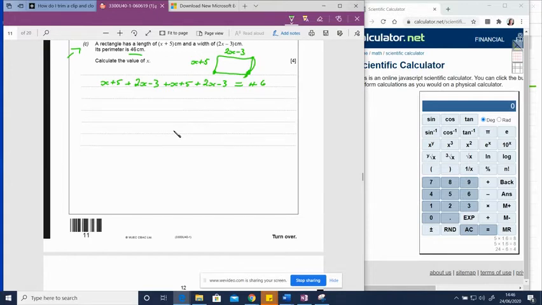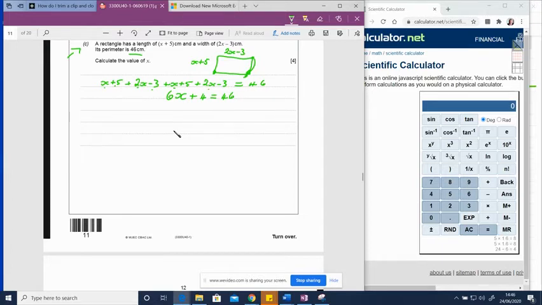So now I'm going to simplify. How many x's have I got? I've got 1 and 2, which is 3, 4, 5, 6. So 6x. And I'm going to add up my digits now. Plus 5 minus 3 takes me to 2. Plus 5 is 7. Minus 3 is 4. So 6x plus 4 is equal to 46.